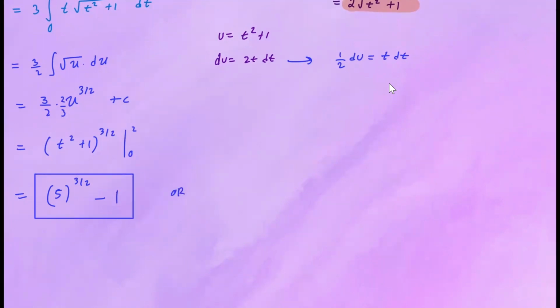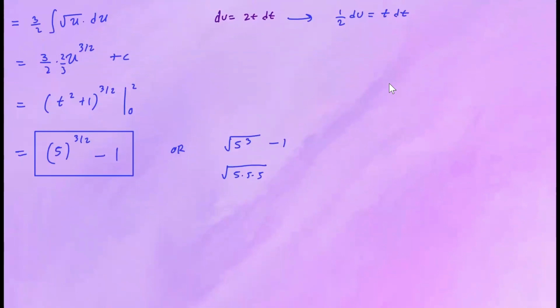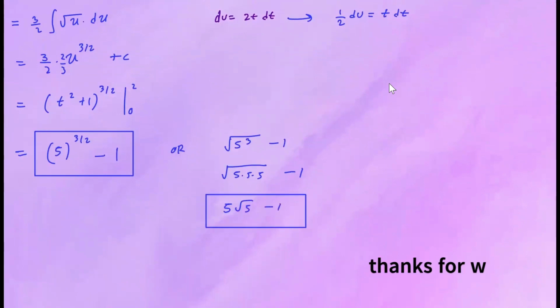Or if you want to simplify, you can also rewrite this as the square root of 5 cubed minus 1. And 5 cubed we can write as 5 times 5 times 5, which is 125, or 25 times 5, minus 1. If you take the square root of 25, that's 5. So 5 square root of 5 minus 1. This would be another way you can write the same answer.